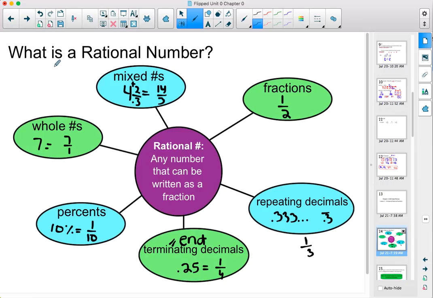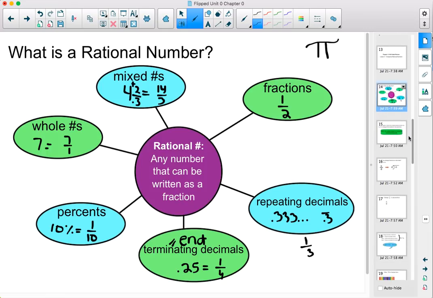Pretty much everything you're used to seeing is rational. There is one number that you've seen before that is not rational, and that's this guy right here, the number pi. We will talk about that in class. And let's keep going in our notes here.